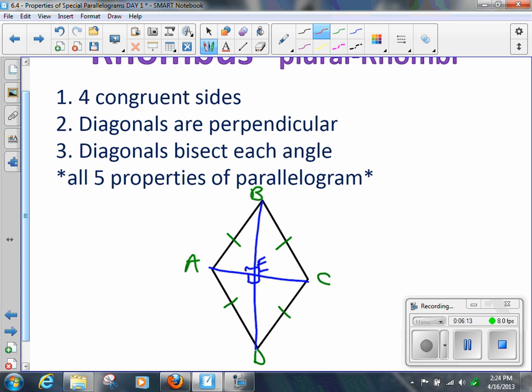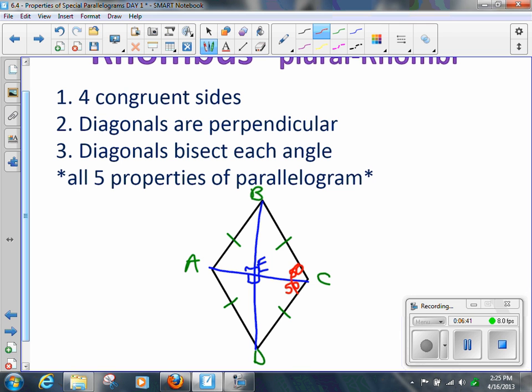It says diagonals bisect each angle. That means that if that whole angle C is 100, then what's each of those little pieces? 50, sorry. And I'm just choosing random numbers, y'all. They're not always going to be 50 and 50. It could be 60 and 60. It could be 30 and 30. Right on. Okay?